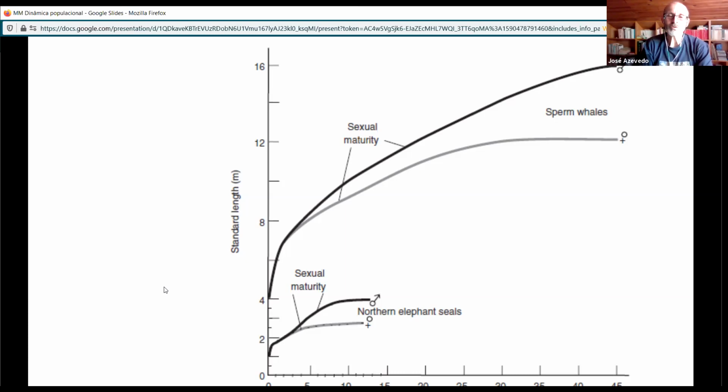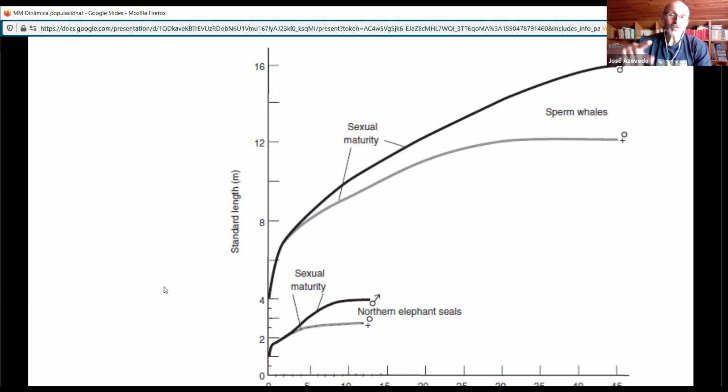So you have the curves there for northern elephant seals, and you have the curves there for sperm whales, and you see that they are very different from what you would expect from a mammal, right? Certainly very different from our growth curve, where you have a very rapid growth when you're young, and then you stabilize in your middle age, and as you move toward old age, like I am, you can see that your size decreases.